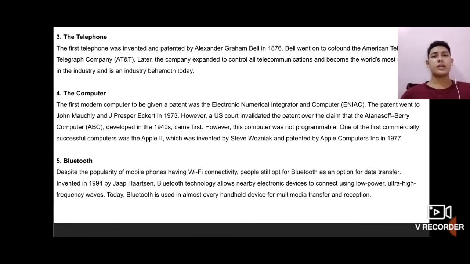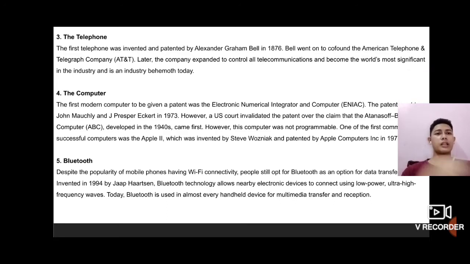Next is the telephone. The first telephone was invented and patented by Alexander Graham Bell in 1876. Bell went on to found the American Telephone and Telegraph Company. Later, the company expanded to control telecommunication and became the world's most significant in the industry, and is an industry giant to this day.